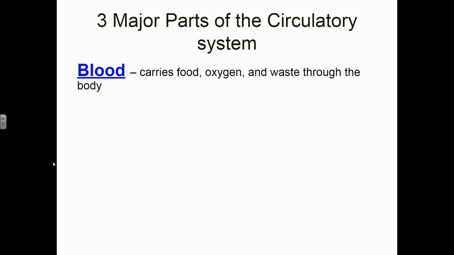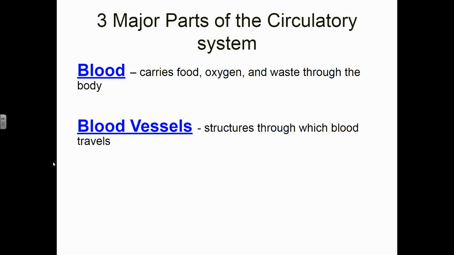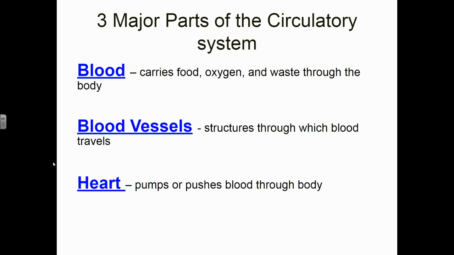So there's three major parts of the circulatory system. First, we have blood. Main job of blood is to carry our food, oxygen, and waste to the different parts of the body. Then we have blood vessels. These are structures through which the blood travels. Blood is always enclosed inside of blood vessels or the heart, which is going to pump the blood throughout the body. We're going to start by first taking a look at the different parts of blood.